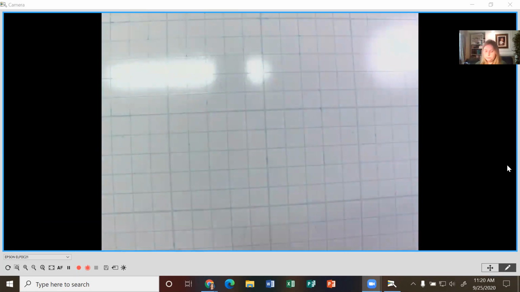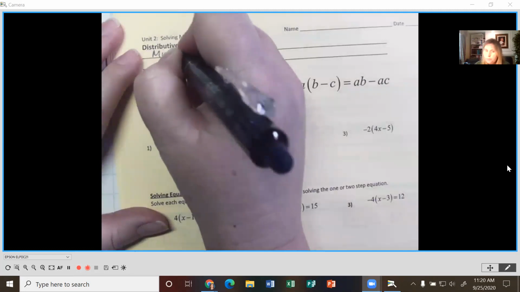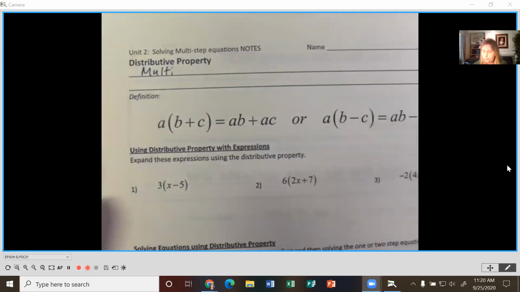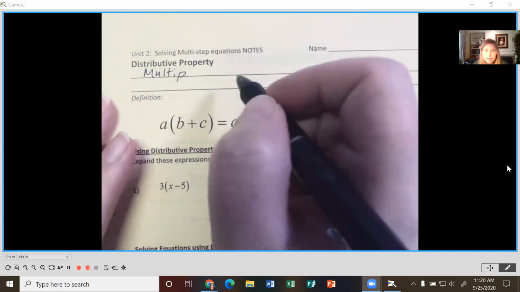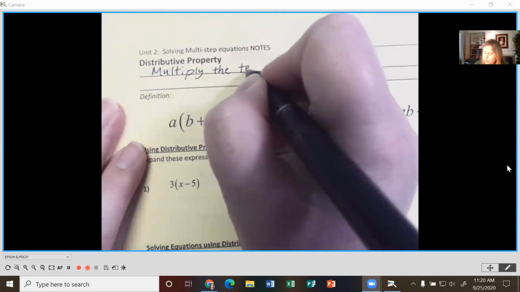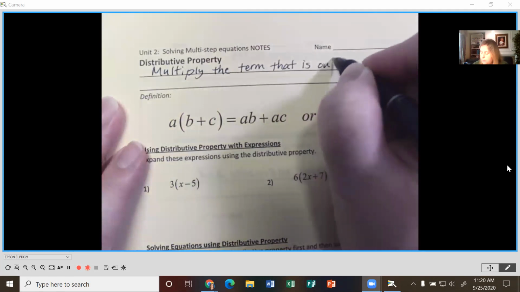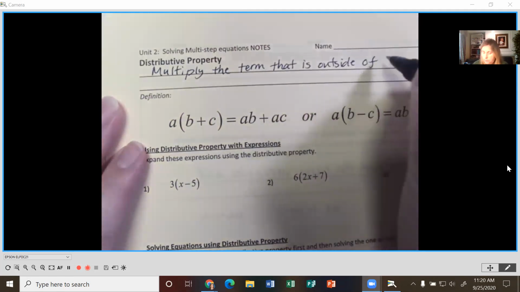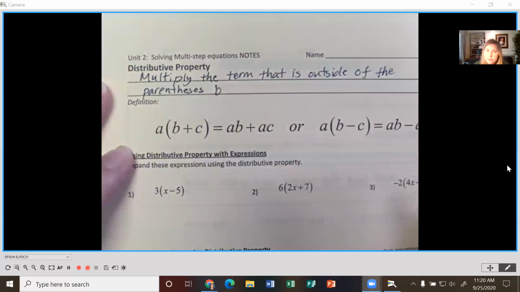Okay, page 2. When we're working with the distributive property, we multiply the term outside the parentheses by all of the terms that are inside of the parentheses.